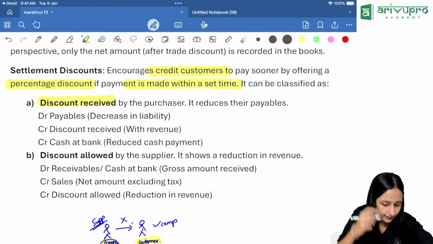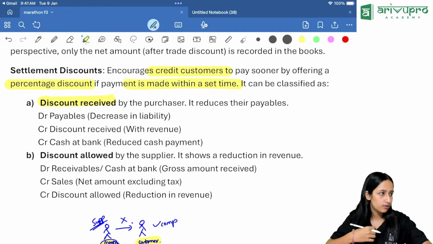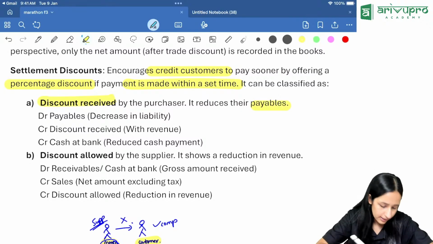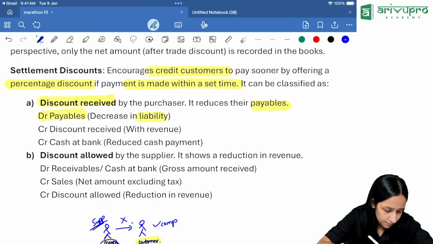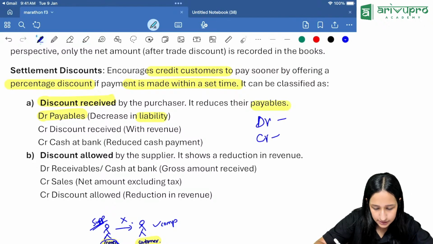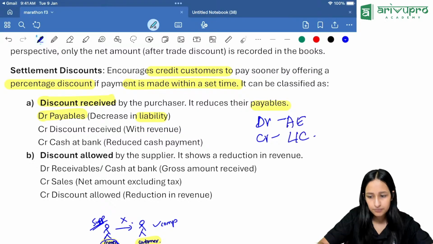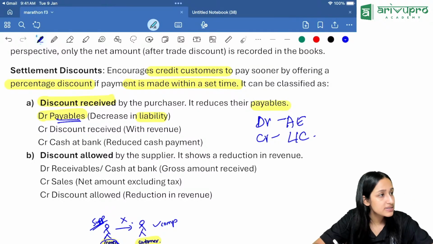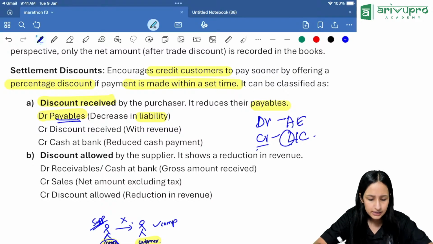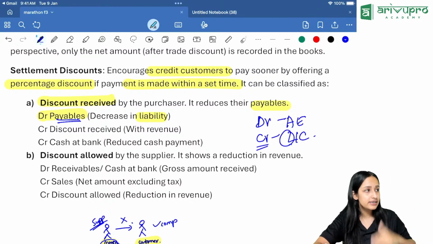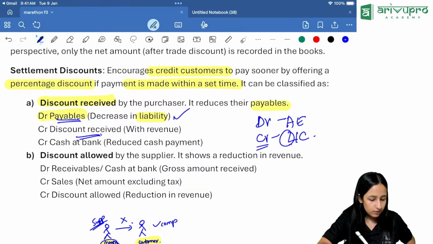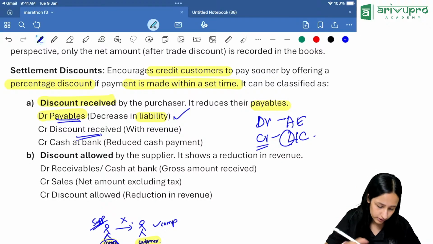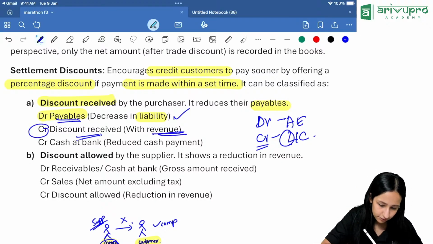So if the discount is being received, then it reduces our payable. For us, payables is reducing. Then we will debit payable, because, again, debit, credit: debit AE, credit LIC. Payables is nothing but a liability. When liability is increasing, it becomes credit. But here, payables, liability is decreasing. That's why it goes to the debit side. Discount received is going to be something like a revenue for us, so this will be the credit side.